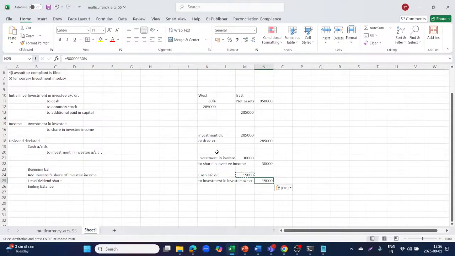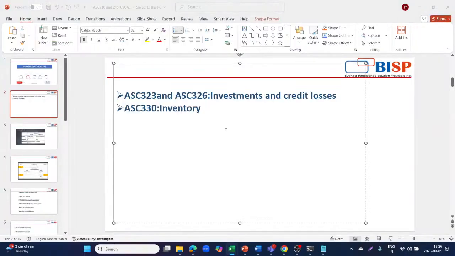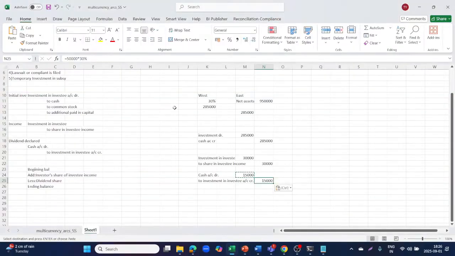So this was about the investment. Here we have seen till now how to record the investment with the help of the equity method. Now you can see the credit losses, which we have to see in accounting standards codification 326.